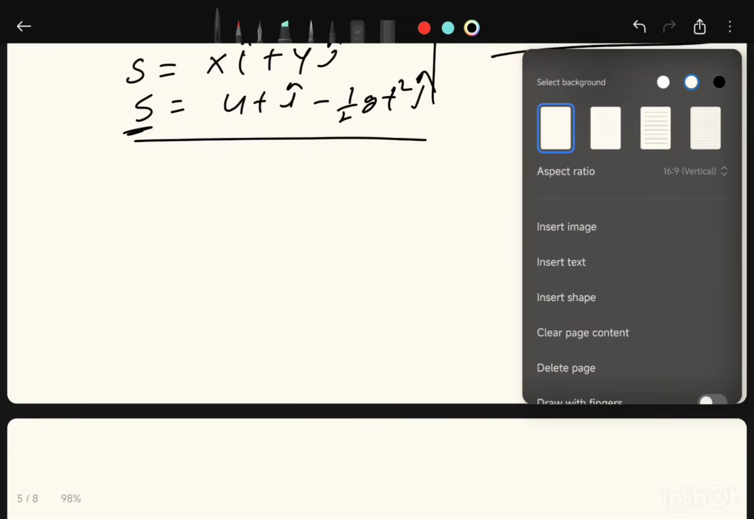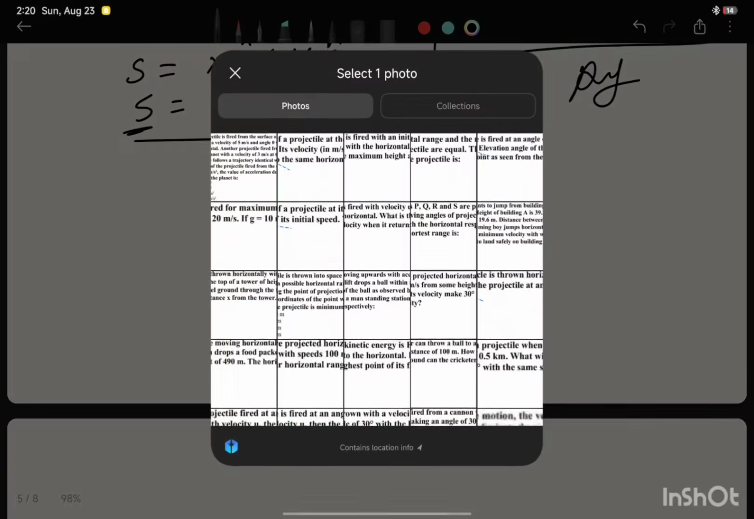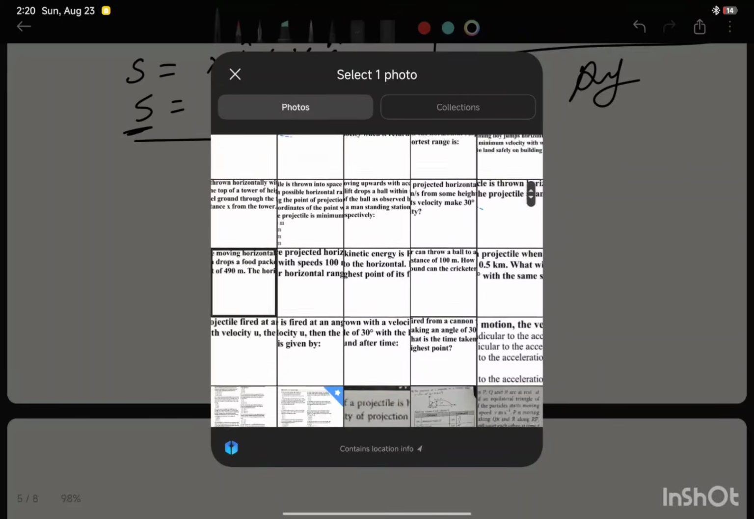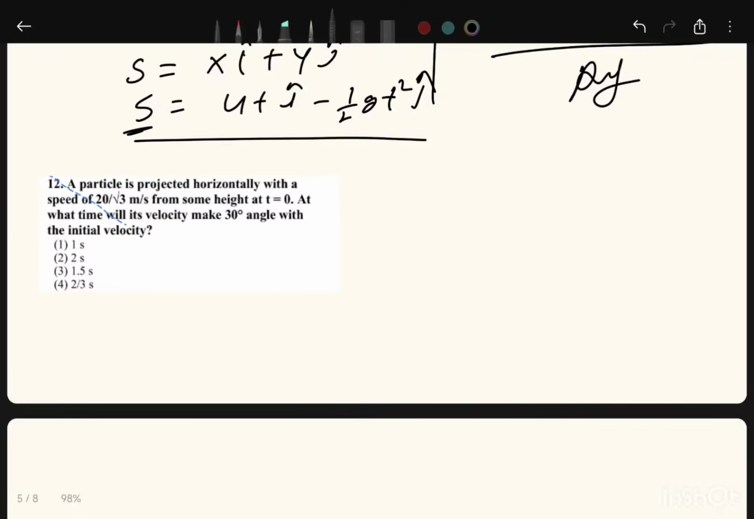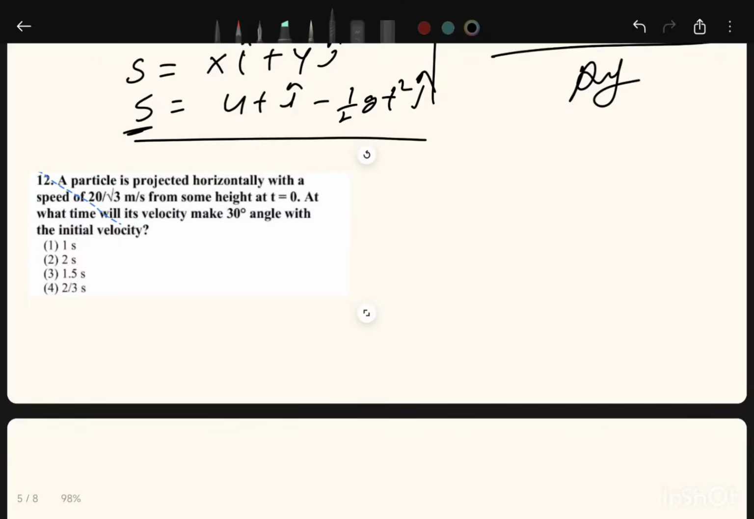Question number 12. Question number 12 is saying a particle is projected horizontally with a speed of 20 root 3 meter per second from a height at t equal to 0. At what time will its velocity make a 30-degree angle with the initial velocity?